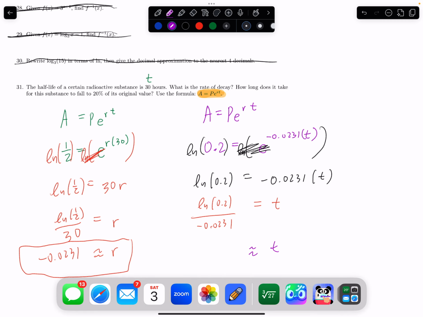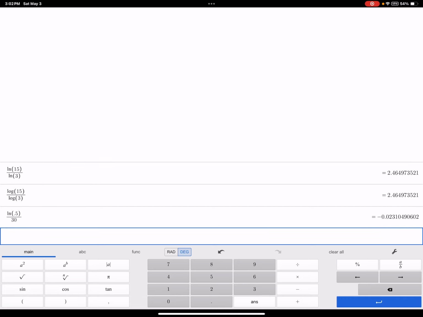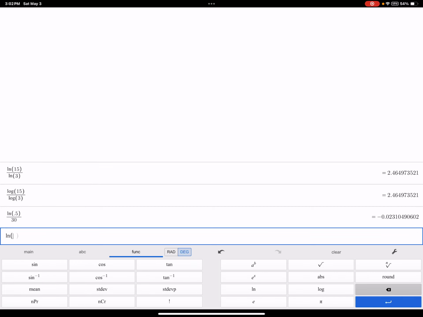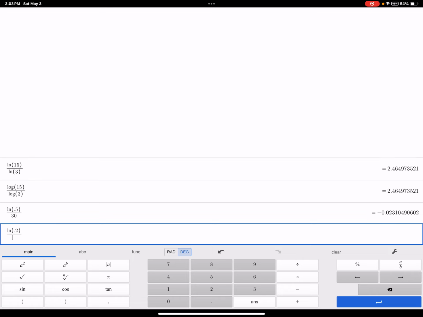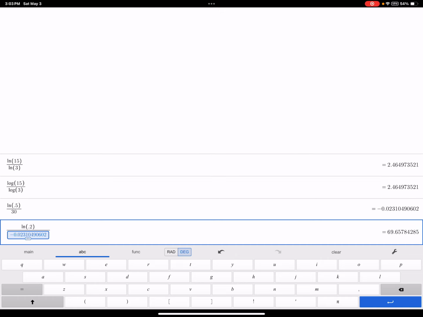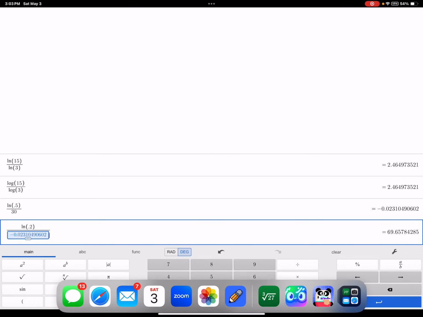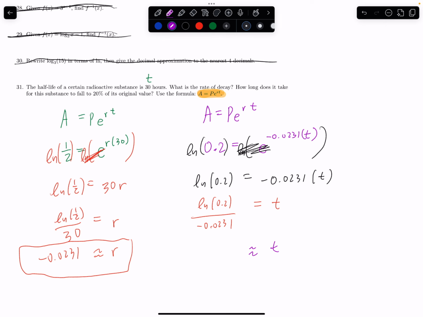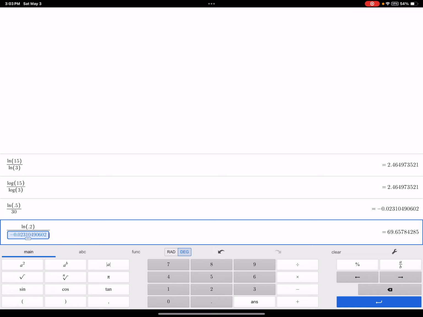So ln of 0.2 divided by that thing. But I have it in my calculator already. So the best way to go about this is to do ln of 0.2 and then divide by the answer. In my calculator, if you type in ANS, it inputs the answer. Most calculators have a button for that. Let me just double check I put that correct. ln of 0.2 divided by the R. Yeah, okay. So looking at it, that's 69.65.